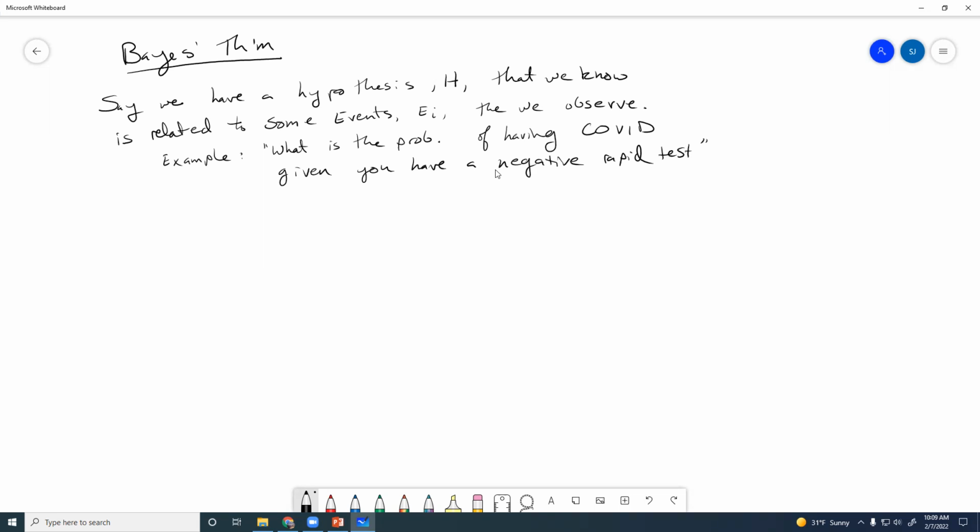So what would the hypothesis be for this statement? Take a second to think about that. The hypothesis is that we have COVID, right? So do we have COVID or do we not have COVID? The test is not going to be 100% conclusive, right? Okay, so let's invert this question.